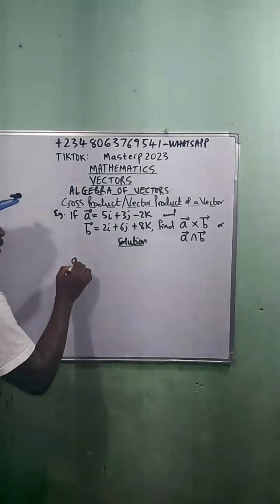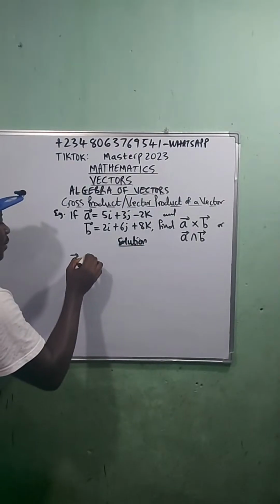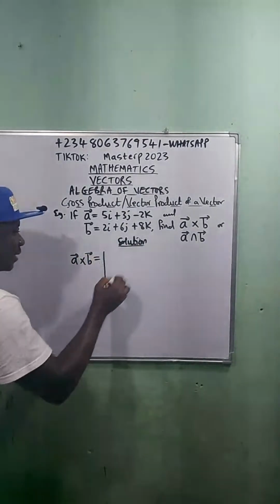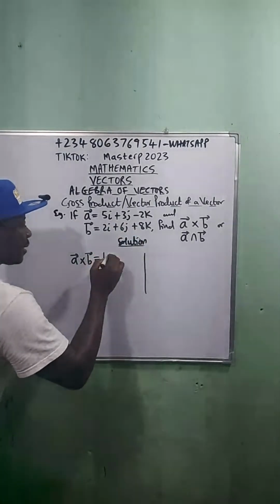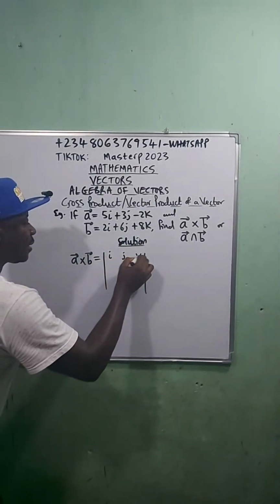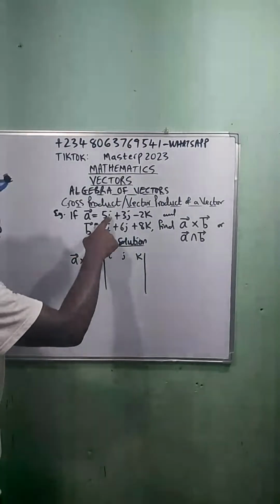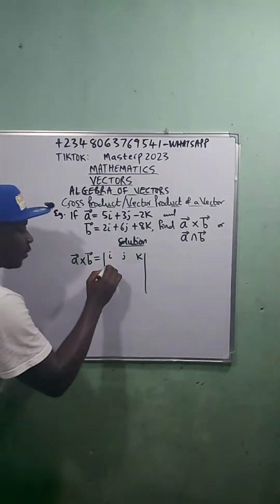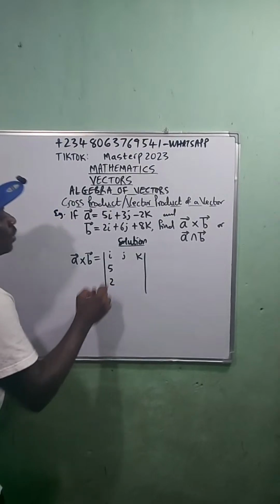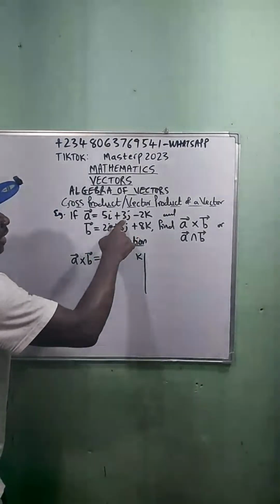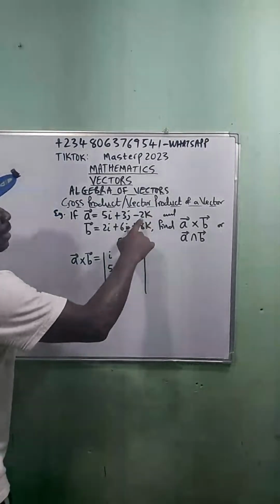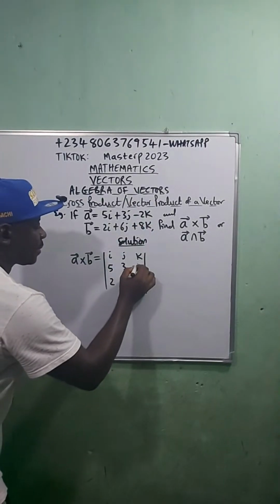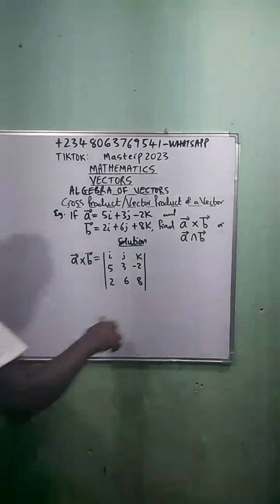So we'll have A cross B will be the determinant of, so here is i, j, k, we'll take it, i, j, k. Then the coefficients of i here we have is 5 and 2. So here will be 5 and 2. Coefficients of j is 3 and 6. The coefficients of k here is minus 2 and 8. Those are the coefficients.